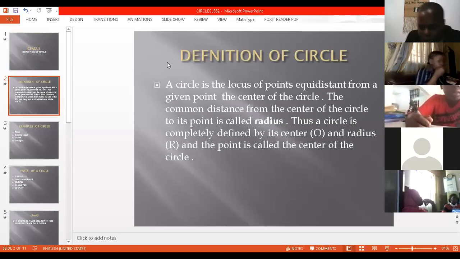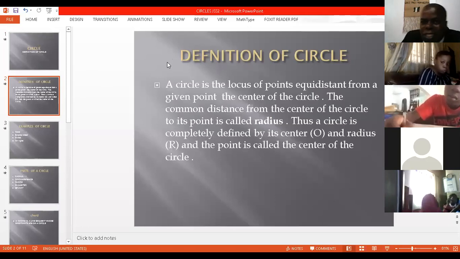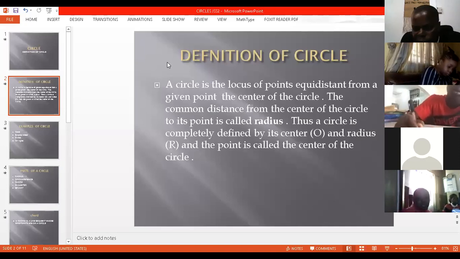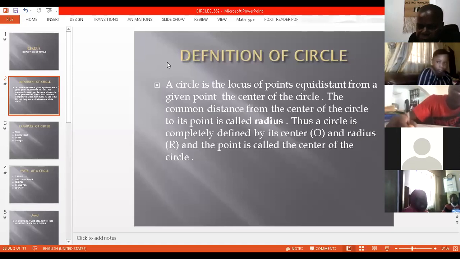Definition of a circle. There are no measurements for parts of the circle, Amida Popola, except the radius, which is half diameter. That's half of the circle. Any further questions, please? Have you finished writing the definition of a circle?